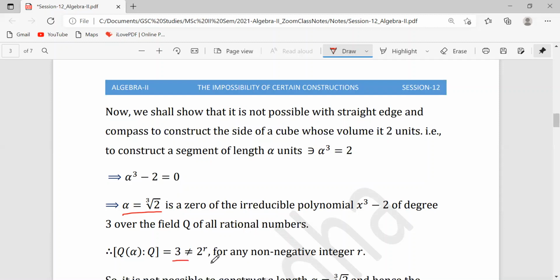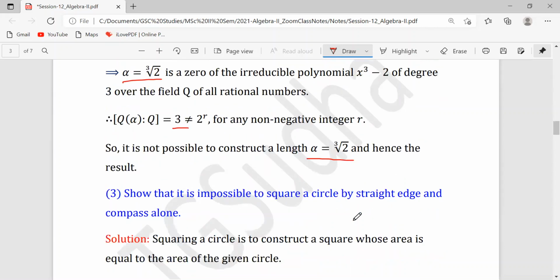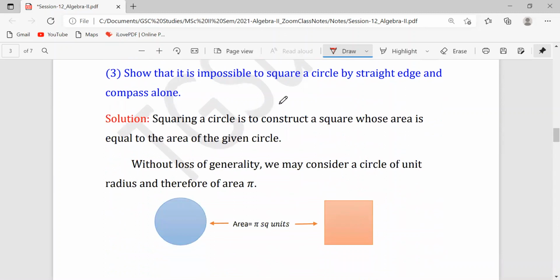And this 3 cannot be written as any power of 2. Therefore, it is not possible to construct a line segment of length alpha, that is cube root of 2. And hence, we are unable to construct a cube whose volume is 2 units. Hence the result. Now, let us move on to the third example.